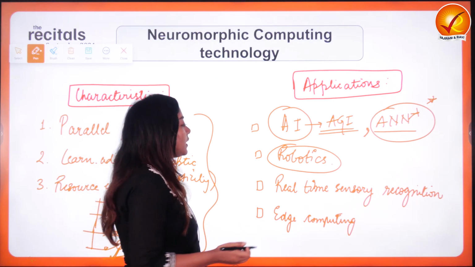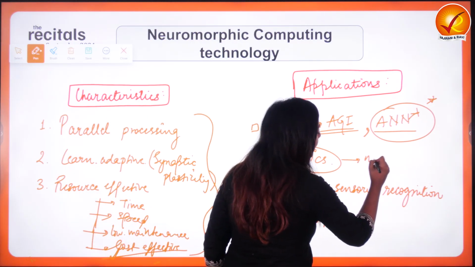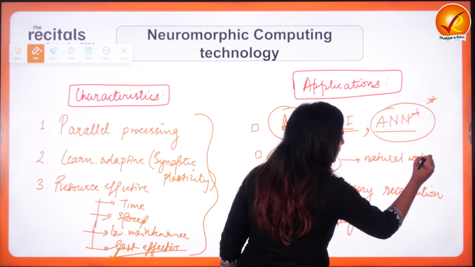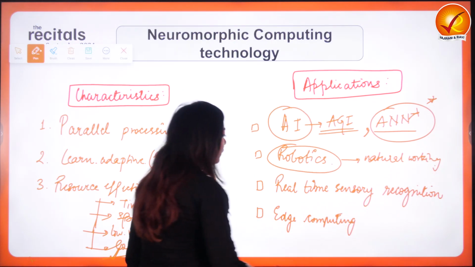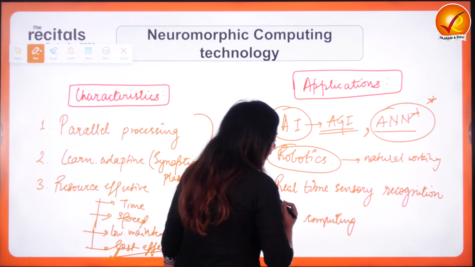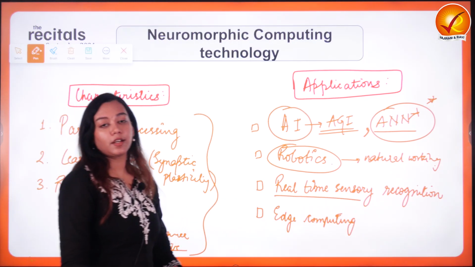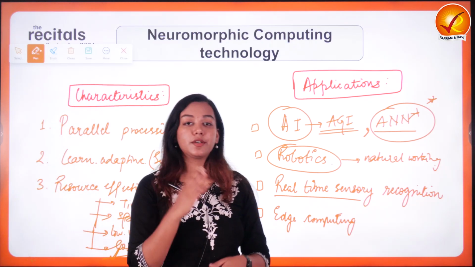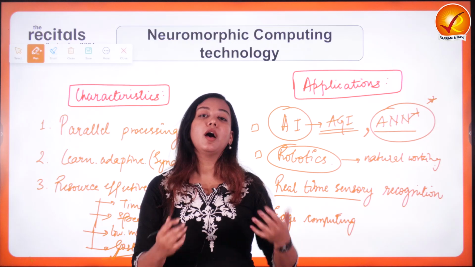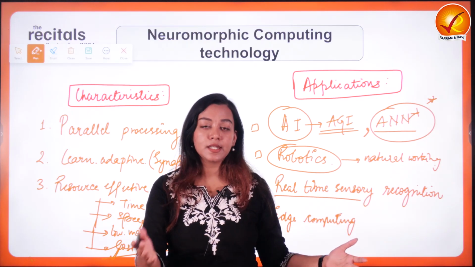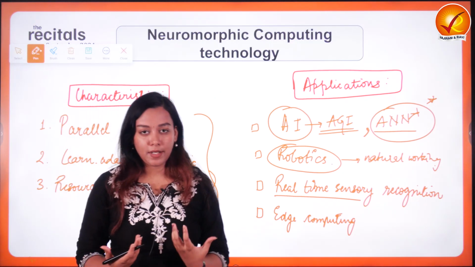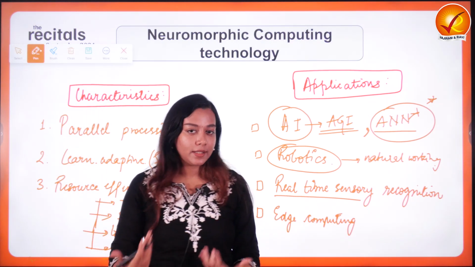So it can be used in robotics, which will be able to take certain natural decisions. It will help in the natural working of robots, without the requirement of coding every time. The second thing is its requirement in real-time sensory recognition. For example, in the image sensors or in the voice recognition systems that we are repeatedly using to enhance automation and to replace human intervention to make it more errorless, we see a lot of biases happening. Biases because of the kind of data that is fed.